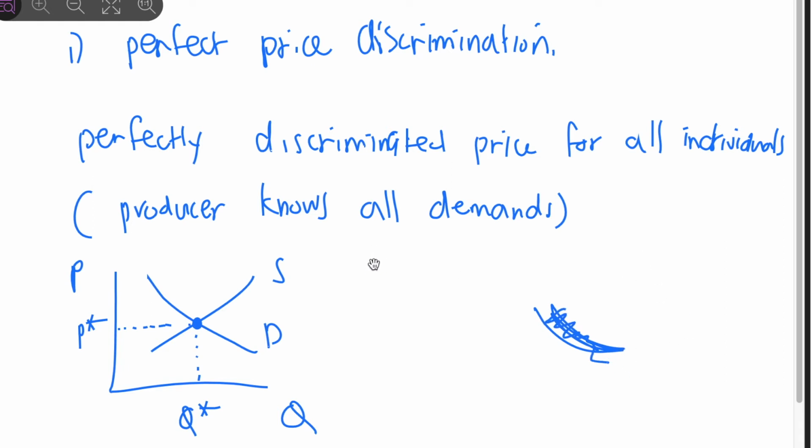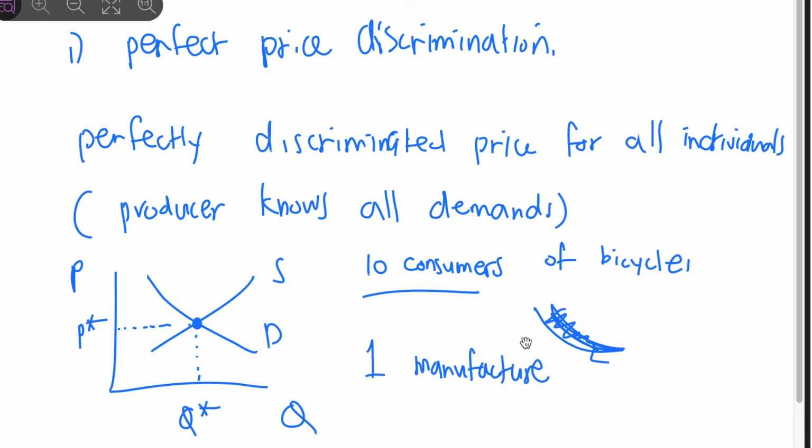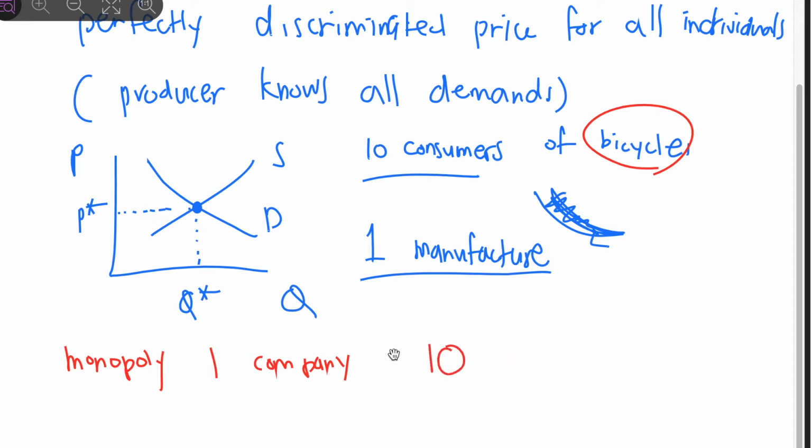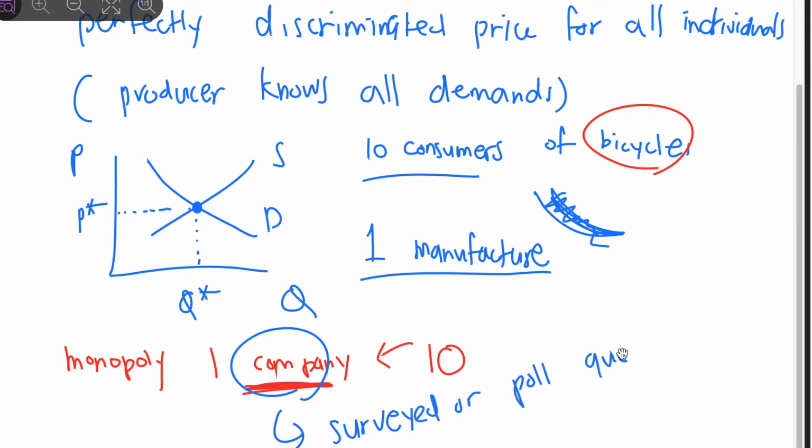So let's assume in the market we have 10 consumers of bicycle. So everyone needs a bicycle and we have 10 consumers and there is only one manufacturer of bicycle, right? Then what happens? Firstly, we are starting with monopoly. There is only one company to produce bicycle and the 10 consumers have to purchase from this only company, right? And on top of it, we're assuming this company has surveyed or has a poll on the consumer preferences.